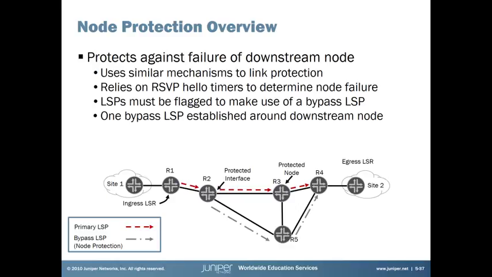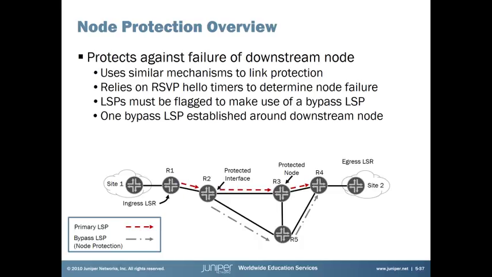Okay, so node protection. Node protection is pretty much the same concept as link protection, except now we're protecting an entire node. So if R3 were to fail, we now have an alternate path that goes right around R3. This looks a heck of a lot like fast reroute, doesn't it?